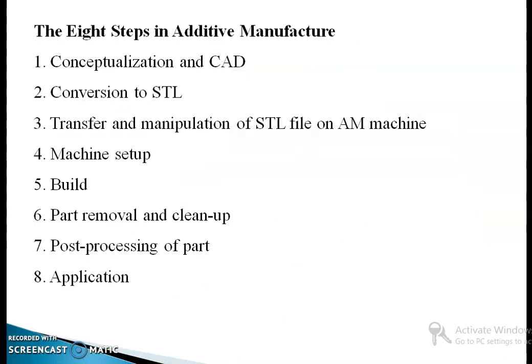What are those steps? First, conceptualization and CAD drawing, conversion to STL, transfer and manipulation of the STL file on an AM machine, additive manufacturing machine, machine setup, build, part removal and cleanup, post processing of a part, and the last one is the applications. Now we have to follow these total 8 steps to manufacture a teacup. Basic example.